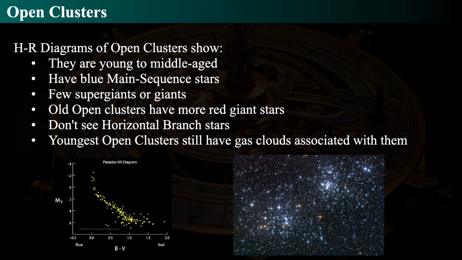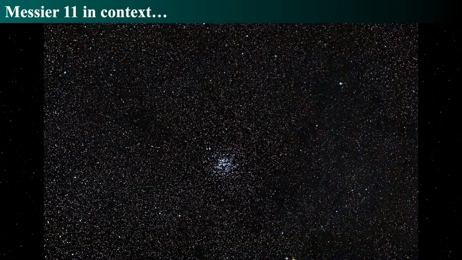And you don't see any horizontal branch stars, which is a group of stars that are burning helium in their core. The youngest open clusters have gas clouds associated with them, such as maybe the Pleiades and others as well. But mostly you have to look at them in star forming regions, which we'll talk about in a future lecture. So let's look at some of them.